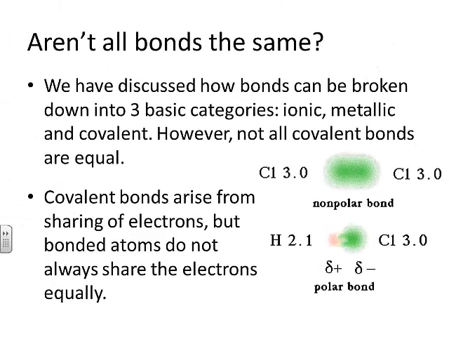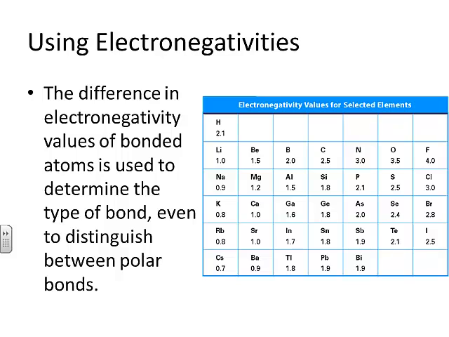So covalent bonds arise from sharing of electrons, but bonded atoms do not always share those electrons equally. Now, here's that chart of electronegativity values found on page 177 of your textbook. The difference in electronegativity values of bonded atoms is what we use to determine the type of bond. And if we're looking at a covalent bond with a difference between 0 and 1.9 in those electronegativity values, then we can even distinguish within covalent bonds, are they polar or nonpolar? Are some of these bonds more polar than others, etc.